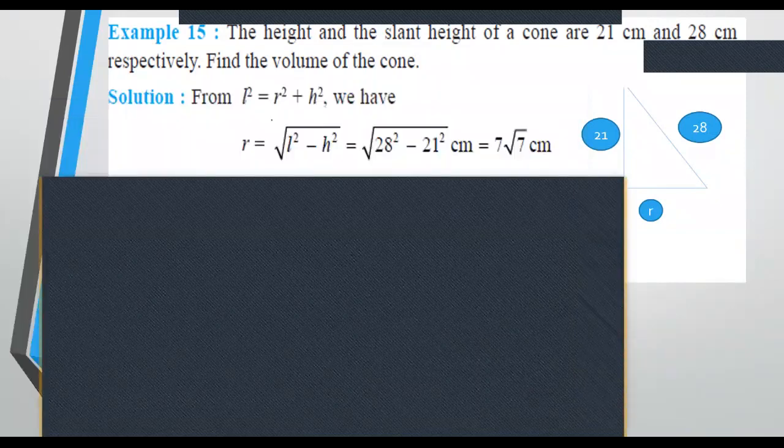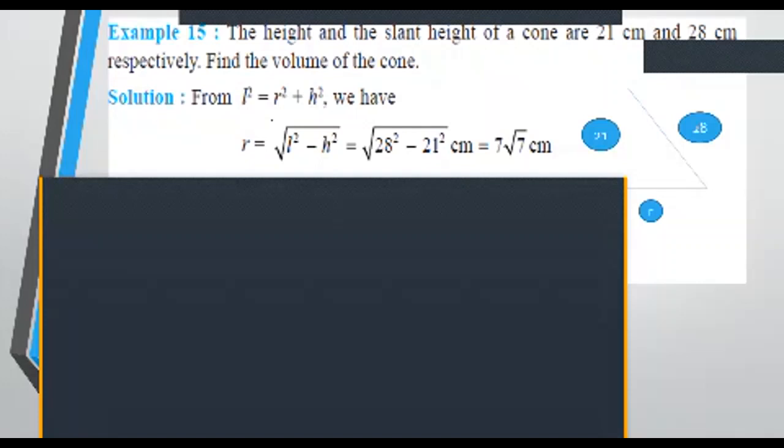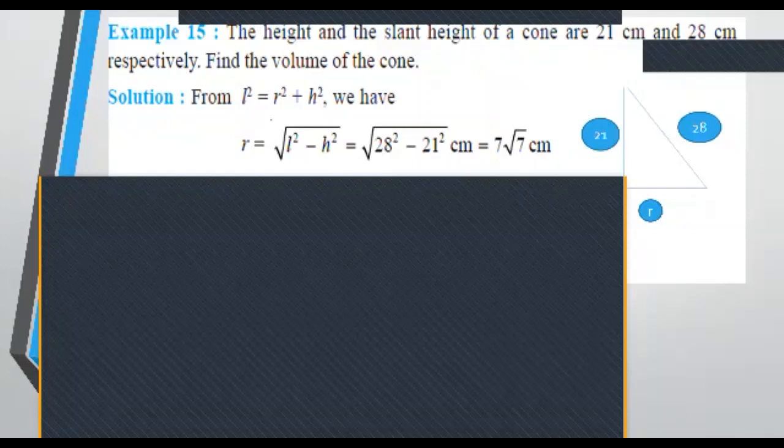Fine. Use the identity. Don't unnecessarily do donkey's job, that is 28 into 28 and then 21 into 21 and then find the answer. You're now in high school. So try to work smartly. Fine. So here goes your value of r.